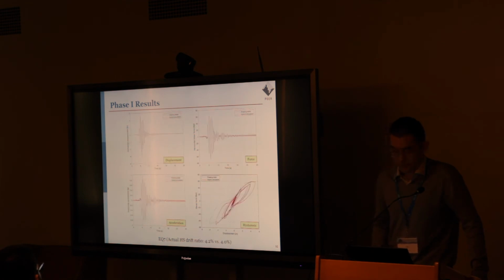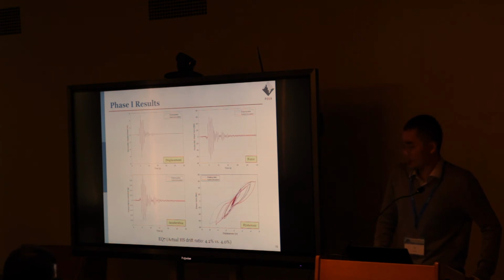And this is the result from earthquake 7. So from these 3 slides, we see that the hybrid simulation and the shaking table test results match quite well, which is to be expected.